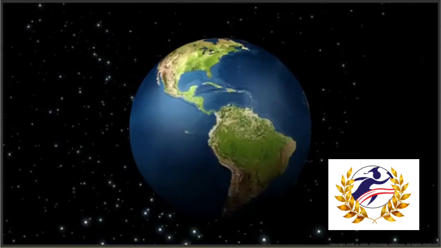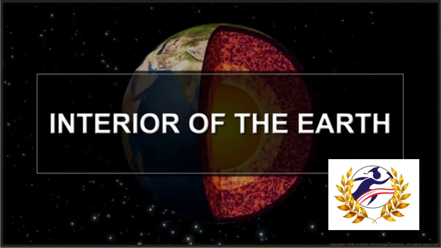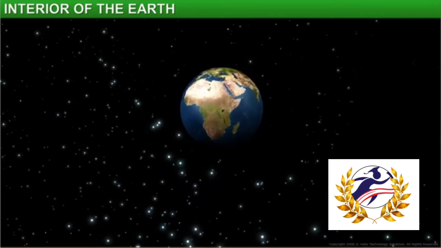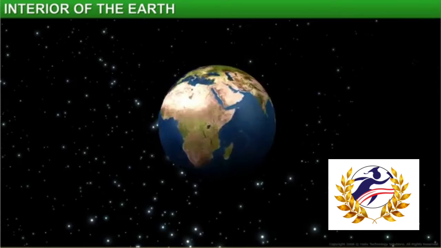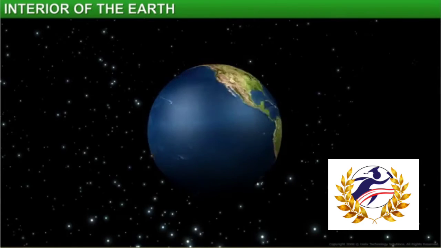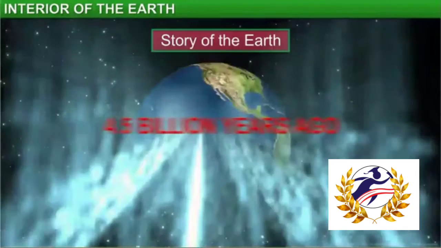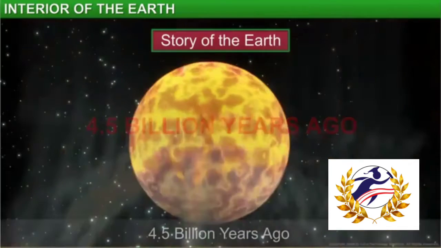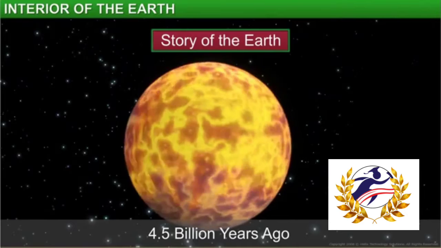In this module, you will learn about the internal structure of the Earth. To understand the structure of the Earth, first, let's get a background on how the Earth was formed. It happened 4.5 billion years ago. The Earth then was nothing like what it is today.